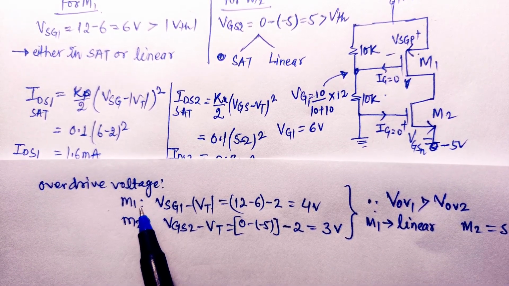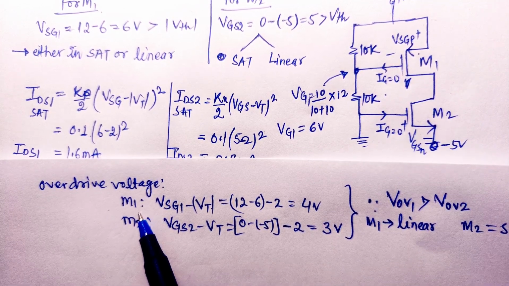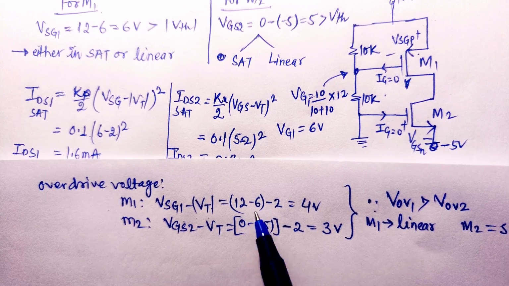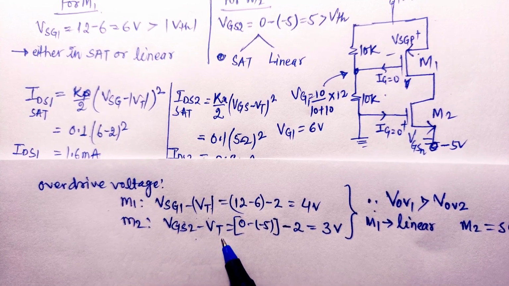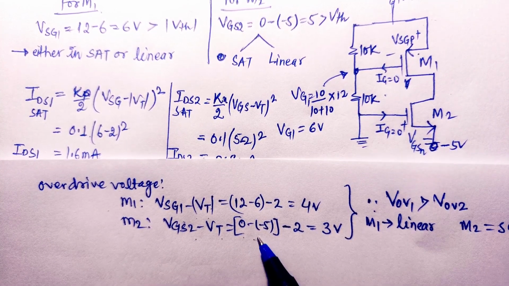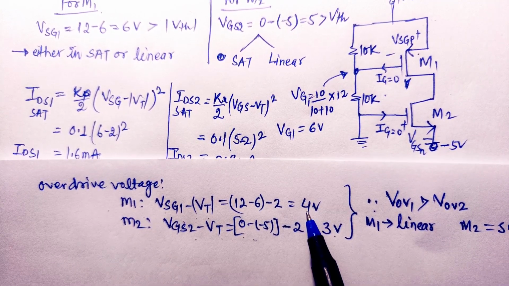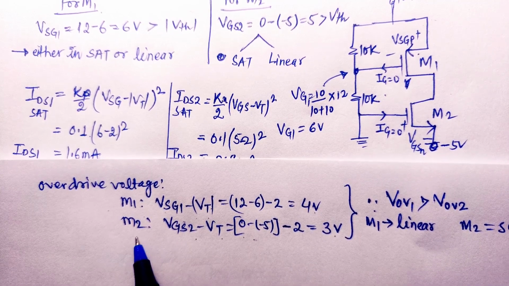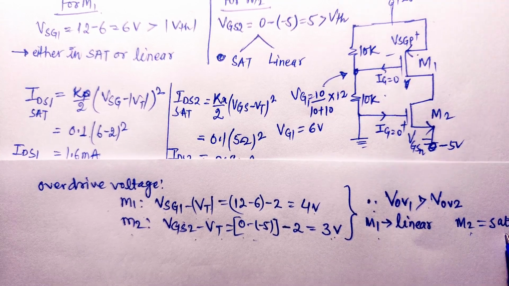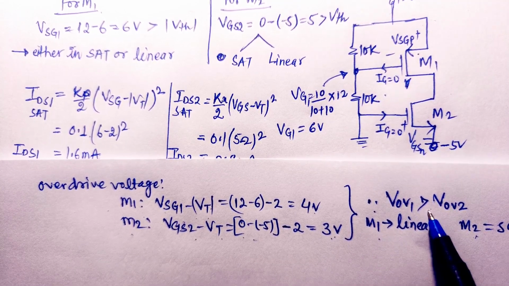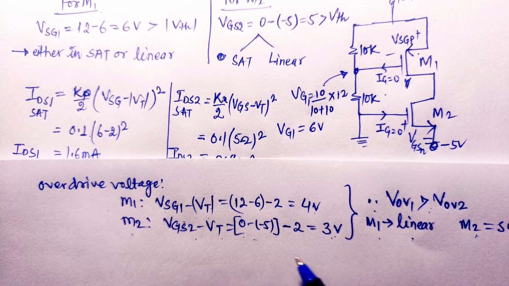We calculate the overdrive voltage of transistors M1 and M2. Transistor M1 is a PMOSFET, so overdrive voltage for M1 will be equal to VSG1 minus Vt, that is 12 minus 6 minus 2, equal to 4 volt. For transistor M2, the overdrive voltage will be equal to VGS2 minus Vt, that is 0 minus minus 5 minus 2, which is equal to 3 volt. Since the overdrive voltage of transistor M1, 4 volt, is greater than the overdrive voltage of transistor M2, 3 volt, we can say that M1 is in linear region and M2 is in saturation region. The transistor with the greater overdrive voltage will be in linear region and the other transistor will be in saturation region. In this way, we can also find out the region of operation of both these transistors.